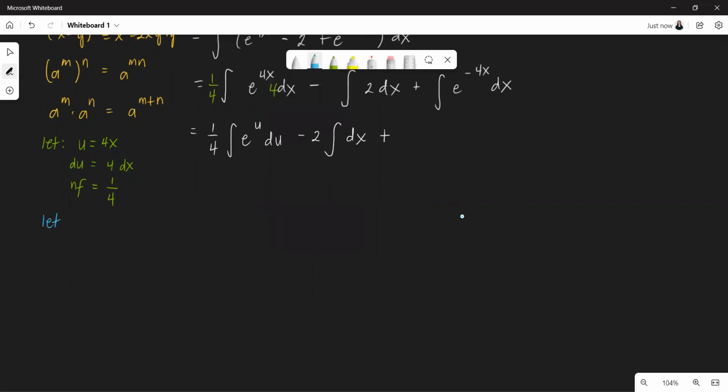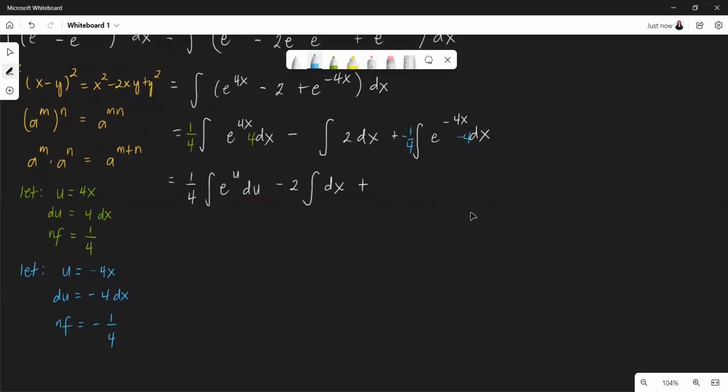So let u be equal to negative 4x so that we can transform that to the e raised to the power of u du form later. So du is negative 4 dx. So we need to put negative 4 here, and then neutralize it with the reciprocal of negative 4, that's negative 1/4. So put the neutralizing factor outside.